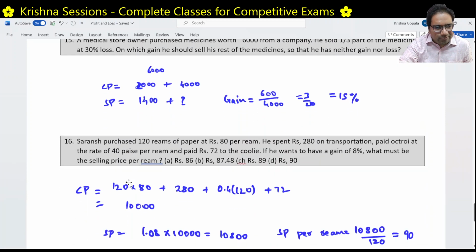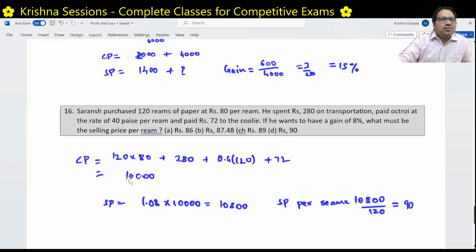Right. Next one. Saran purchased 120 reams of paper at 80 per ream. He spent 280 on transportation, 40 paise per ream on something else, and paid 72 rupees to the coolie. If he wants to have a gain of 8%, what must be the selling price per ream? So, what is his total cost price? 120 reams at 80 per ream, this is one cost, plus the 280 rupees he spent on transport.